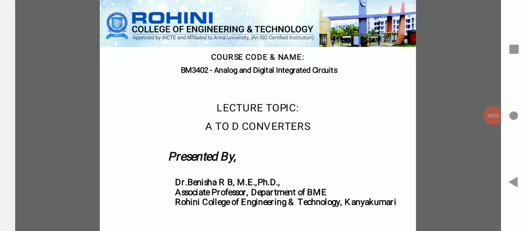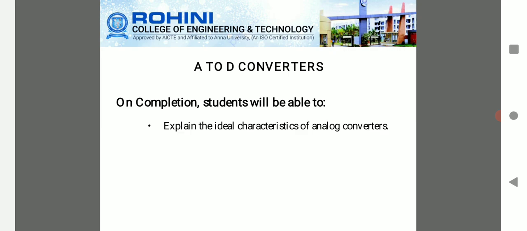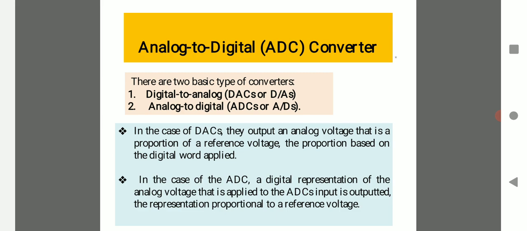In this video we are going to discuss analog to digital converters. On completion of this topic, students will be able to explain the ideal characteristics of the analog converters. An analog to digital converter, or ADC, allows microprocessor control circuits, that is Arduinos, Raspberry Pis and other digital logic circuits, to communicate with the real world.